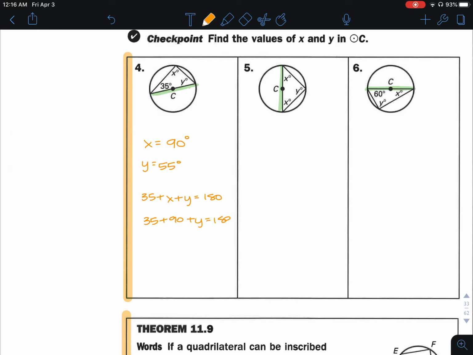This is where I suggest you pause the video, try the next two on your own, and then start again when you are ready. Let's move on. So I have x equals, y equals.